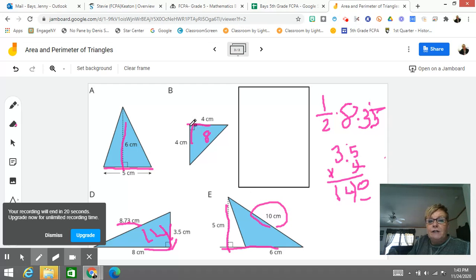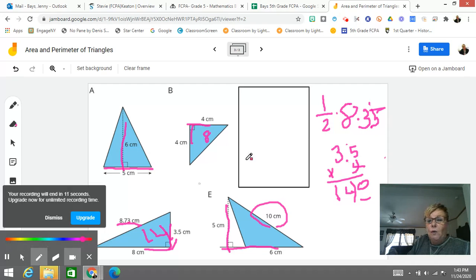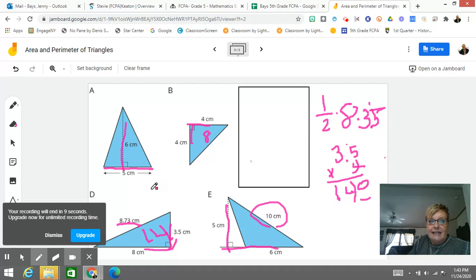So find your L, what's perpendicular, multiply those two together, and then divide it by 2 or multiply by 1/2, whichever way you want to look at it, same operation. Or pick one of your numbers and take half of it first.